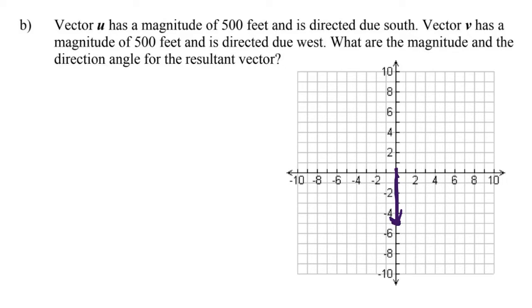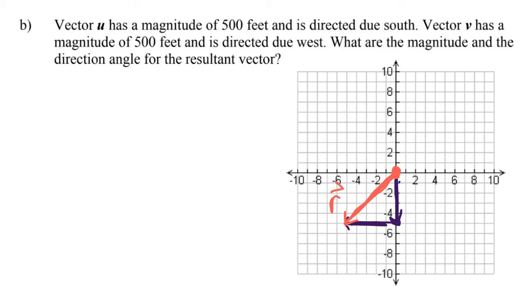So we're going to go due west another 500. And again, the same question, what would be the magnitude and the direction angle of our resultant vector? And our resultant vector would start where the first vector started, and end where the last vector ended. And so here is my resultant vector r.